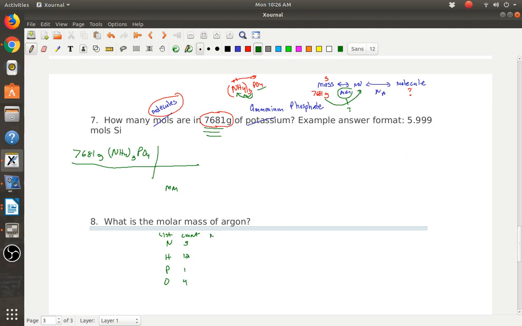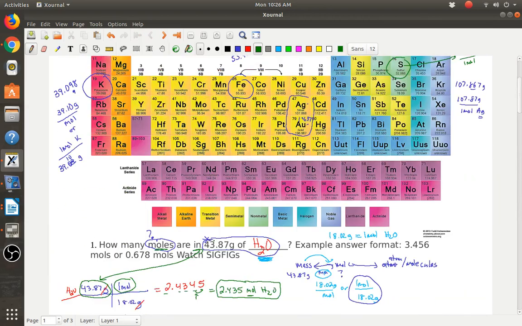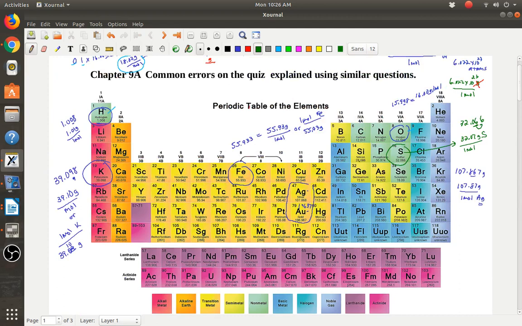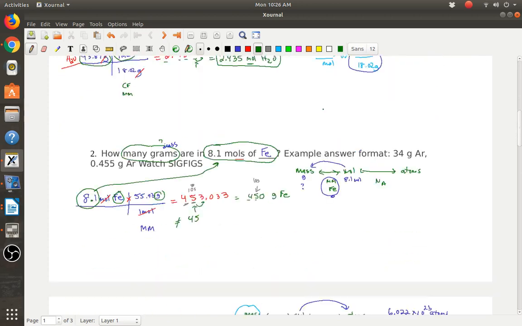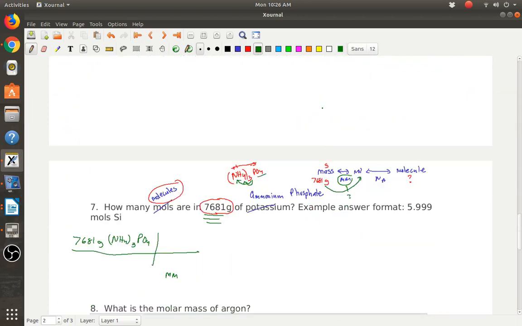Okay, now I need to look up the molar mass of each element. Nitrogen is 14.01, but I'm going to double check it. So let's see. Here's nitrogen. It says 14.007. I'm going to round that to 2 decimal places, so it's 14.01. The 7 causes the 0 to round up, so 14.01 grams per mole. There we go.